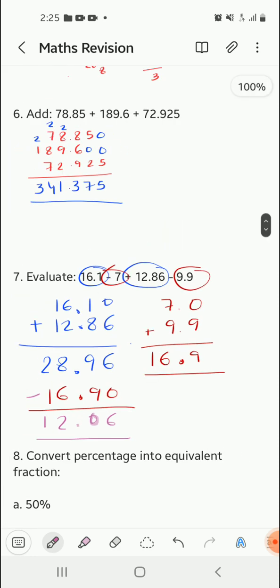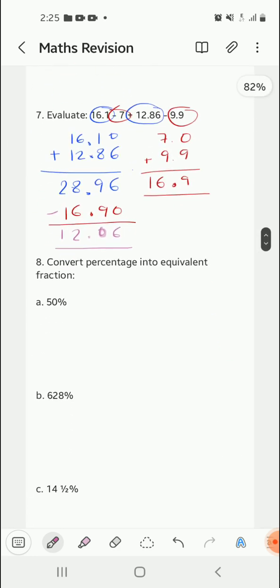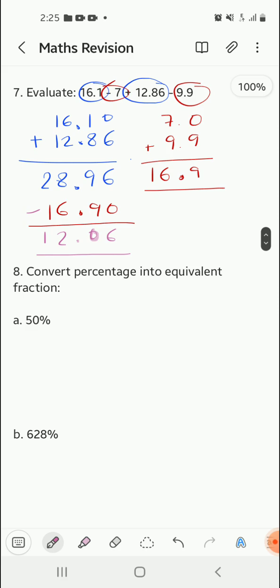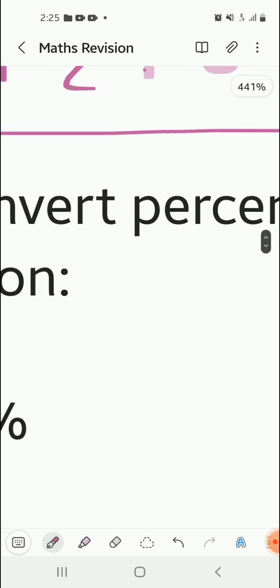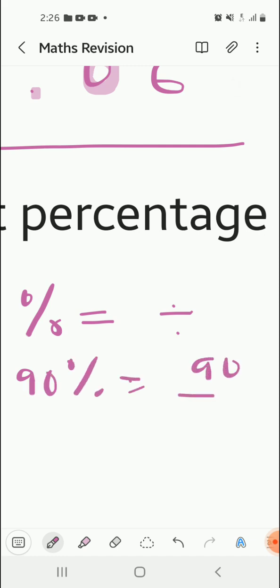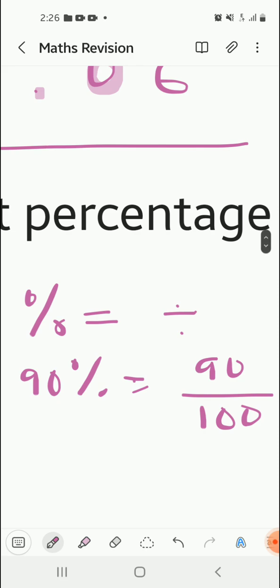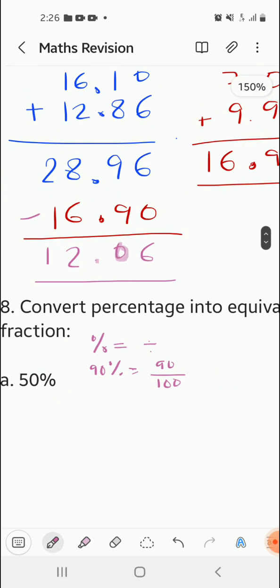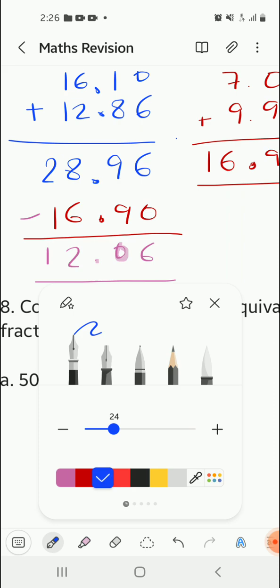Now we're moving on to the next question. Convert percentage into equivalent fraction. Always remember, this percentage sign actually means divided by 100. So 90% actually means 90 by 100. So keeping these basics right, we are going to move on to the sums.